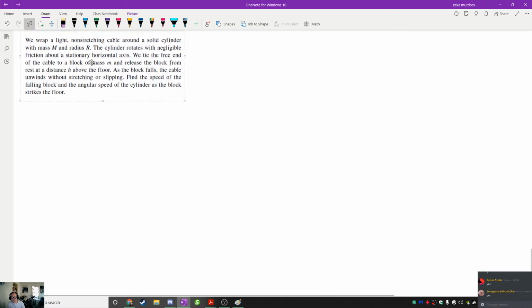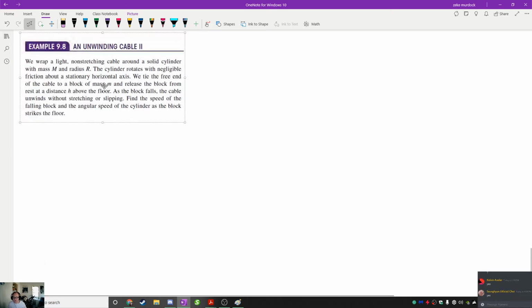Okay, I'll draw a picture for this one. I don't really like the book's picture for this one, so we're going to draw our own. It says, we wrap a light non-stretching cable around a solid cylinder with mass m and radius r. The cylinder rotates with negligible friction about a stationary horizontal axis. Okay, so let's start drawing a picture with this. So we have a cylinder, and we wrap some string around it.